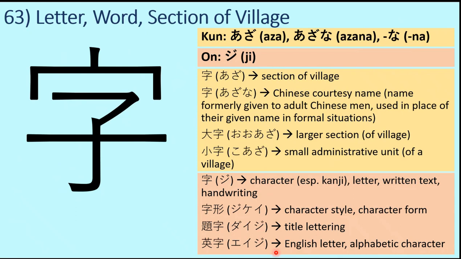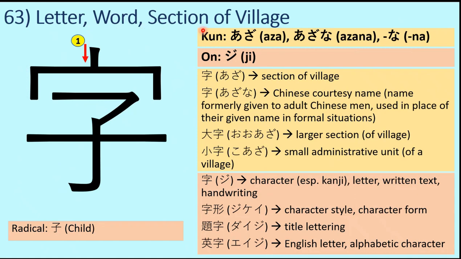AG we know. Eigo is English language and AG is English letter or alphabetic character of English. Radical, as I said, it is derived from the child radical. So this is the child radical. And this is the additional portion in this character, which makes it the character for letter or word or section of a village.